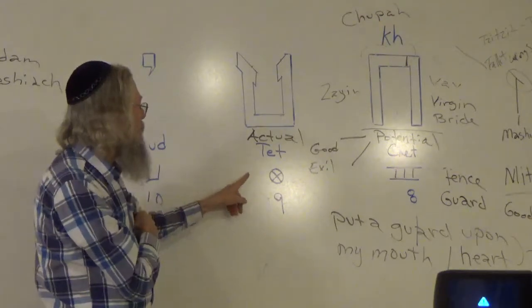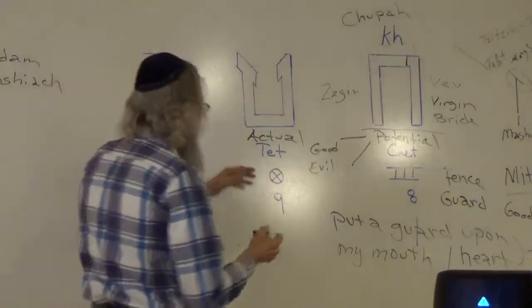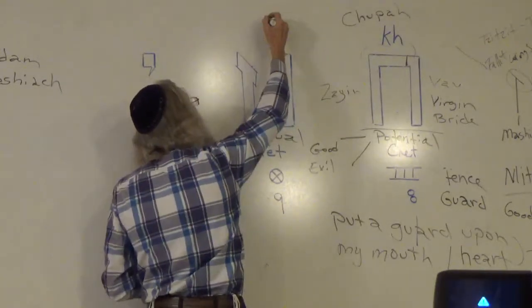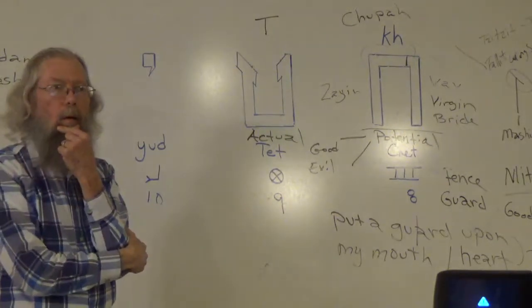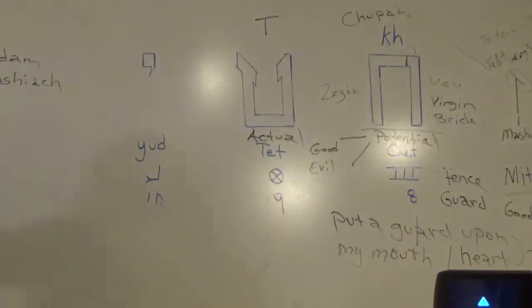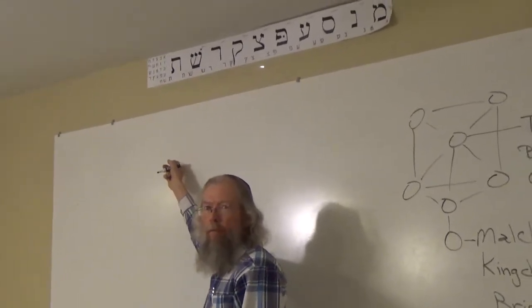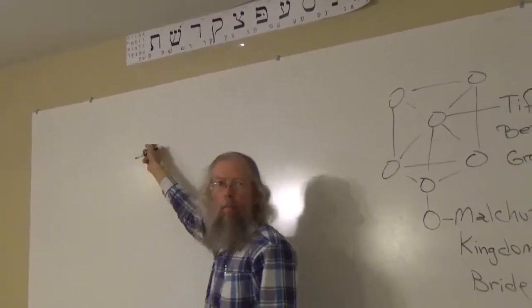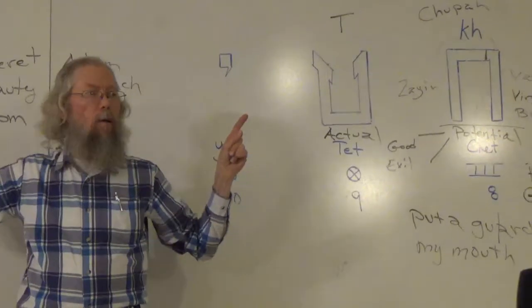And this is why, this is Tet. The sound of Tet is T. Tet. There are two T's in Hebrew. The Tet, and the last one here is the Tav. This is the one you will see the most of. That's the one you see the most of. This one is less common, this is more common. Both of them have the sound of T.